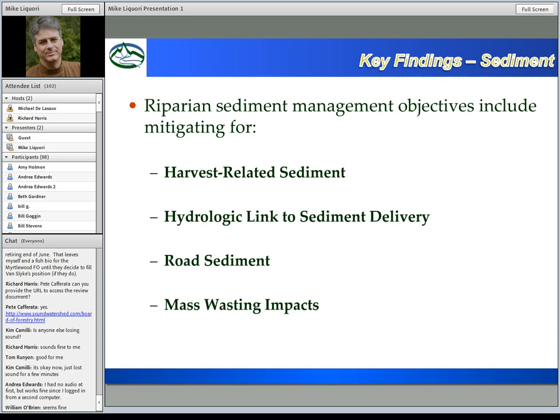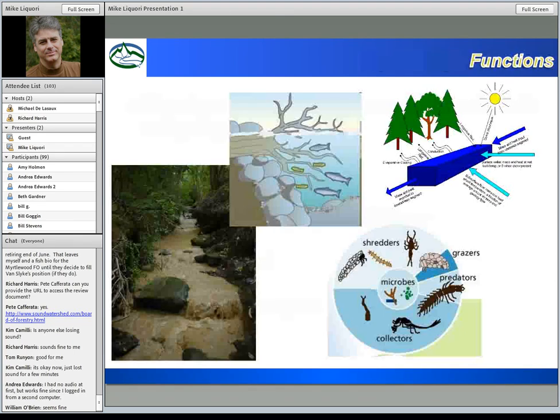Road sediment is probably the biggest source of sediment out there, and if you can mitigate that road sediment, you can have a pretty good effect on mitigating the overall sediment picture. And then mass wasting impacts is the other area that needs to be considered. So we've talked about these four different functions here: the sediment functions, the wood functions, the thermal regulation functions, and the biotic and nutrient functions.